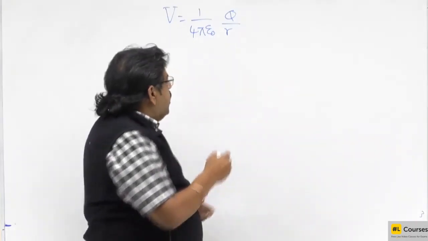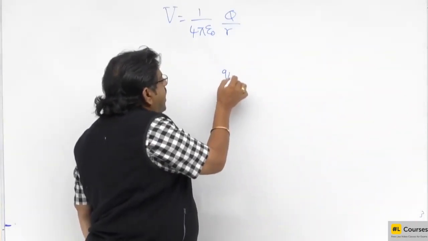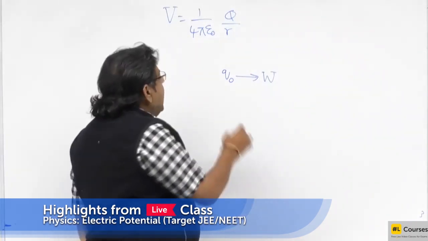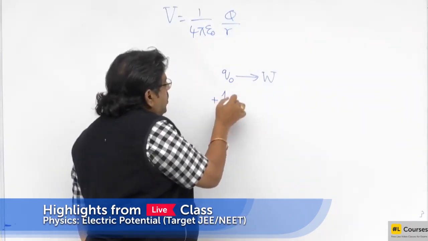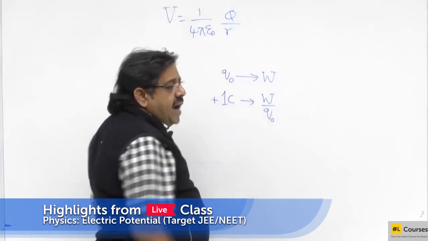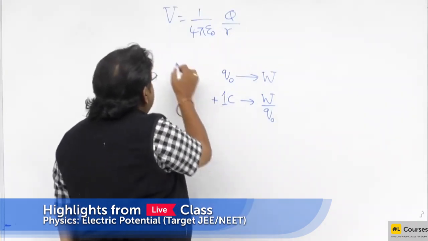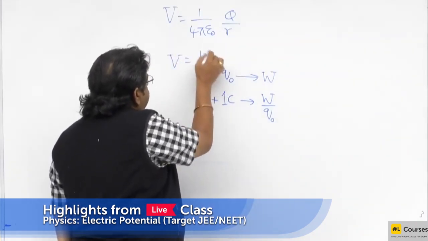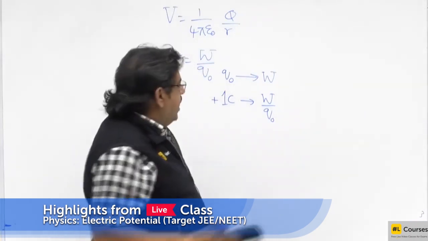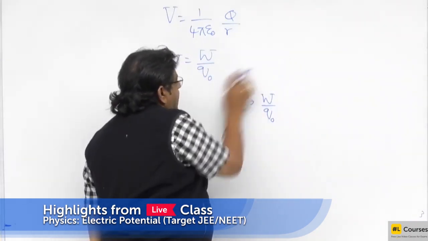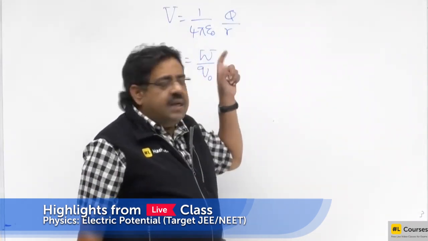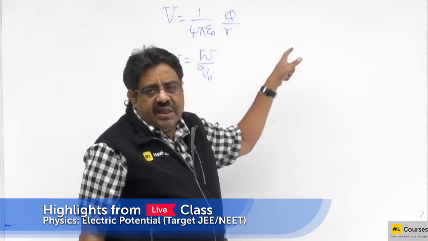So for bringing Q naught to this point, how much work has to be done? Magnitude of work done W. Then for bringing a unit positive charge, how much work is required? W by Q naught. So this is the formula for potential at a point in space. Okay, this is the formula for potential due to a point charge at a distance r.